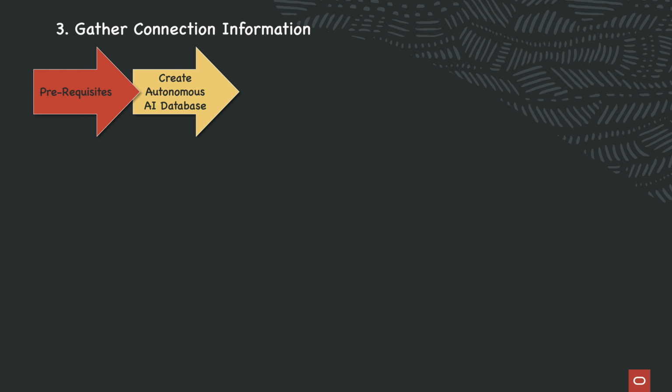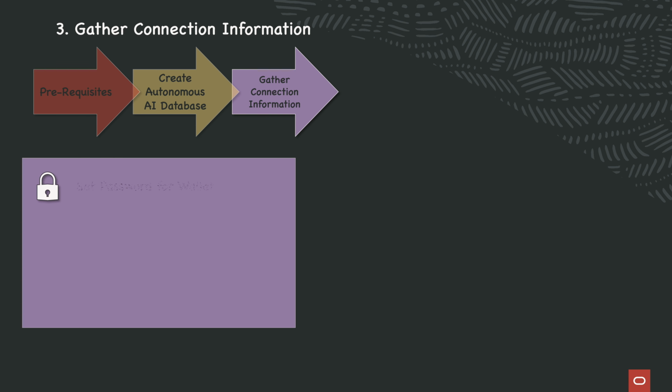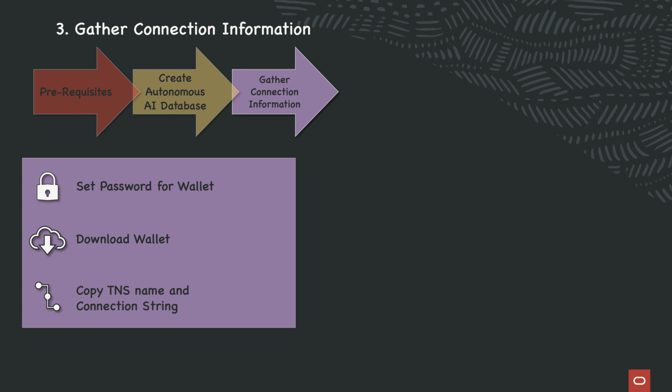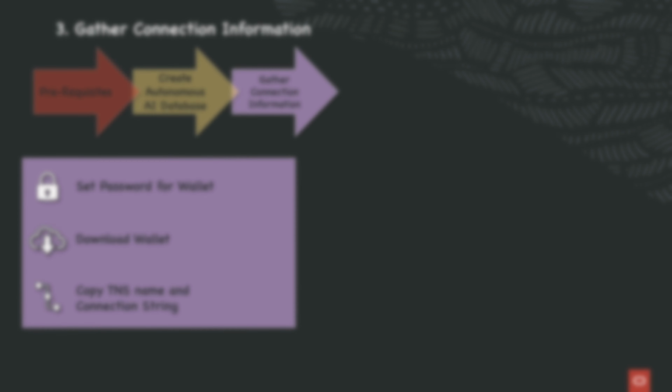In OCI, we now need to gather information that will be needed later on. So first we need to set the password for the wallet and then download it. And the wallet stores the credentials and will grant access to the database. We then need to get the TNS name, which defines which autonomous service we're going to connect to, and the connection string, which tells the installation script how to connect to the database. And this 30-second video will show you where to find the values in the OCI console.